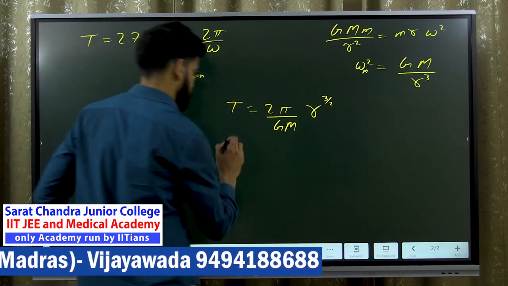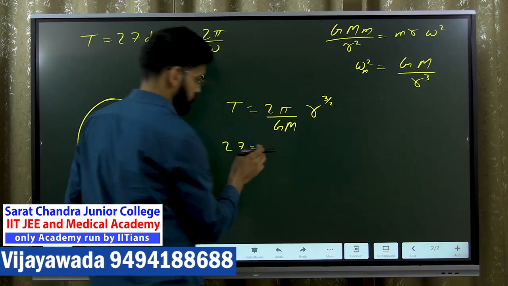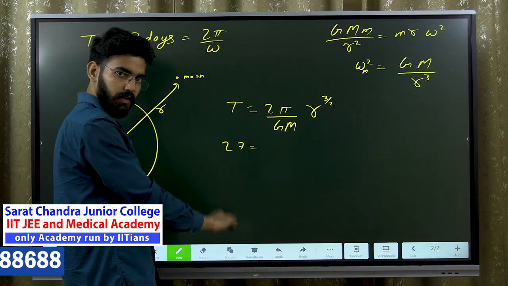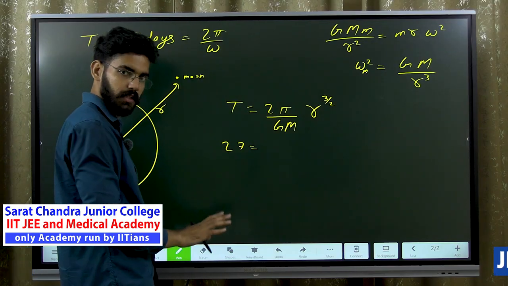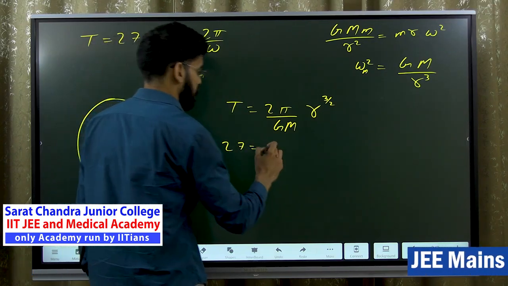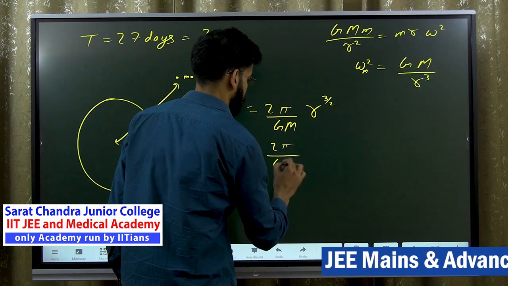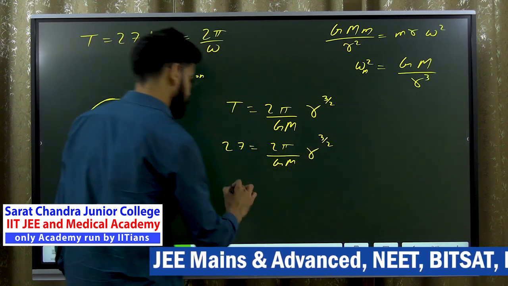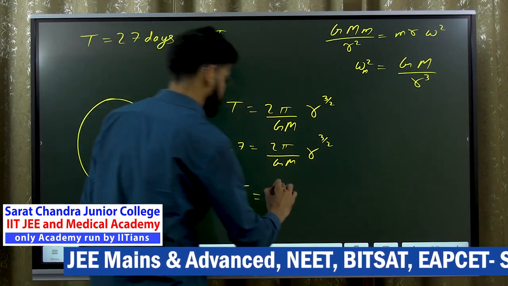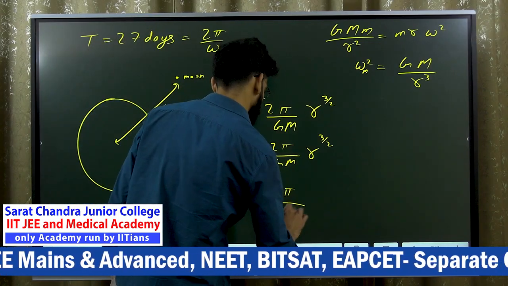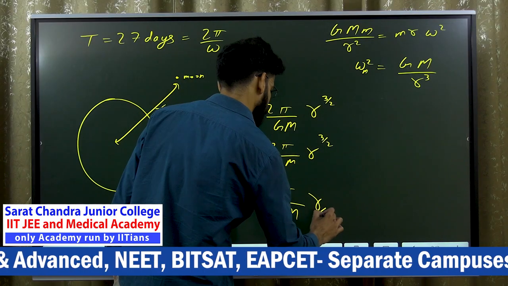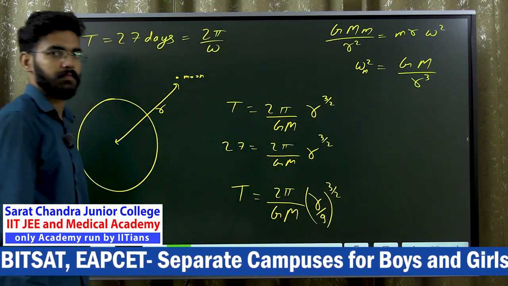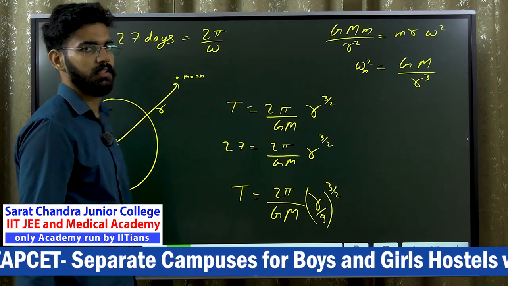So for the moon, this equation is like this: 27 days. I'm not converting into seconds. No need, because the final answer for the other time period also we have to calculate in days only. 27 is equal to 2 pi by root of G M, r raised to power 3 by 2. This is for the moon. For the satellite, capital T is equal to 2 pi by root of G M, r by 9 raised to power 3 by 2. That's all. So you have to get the time period.